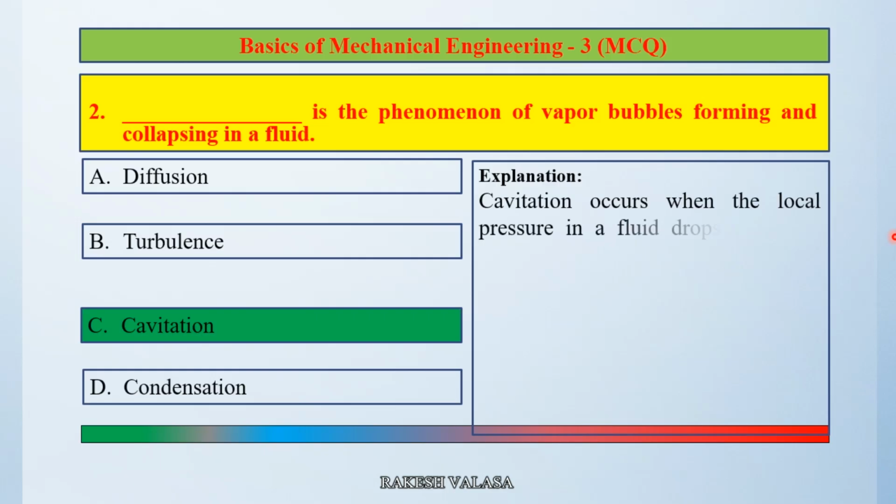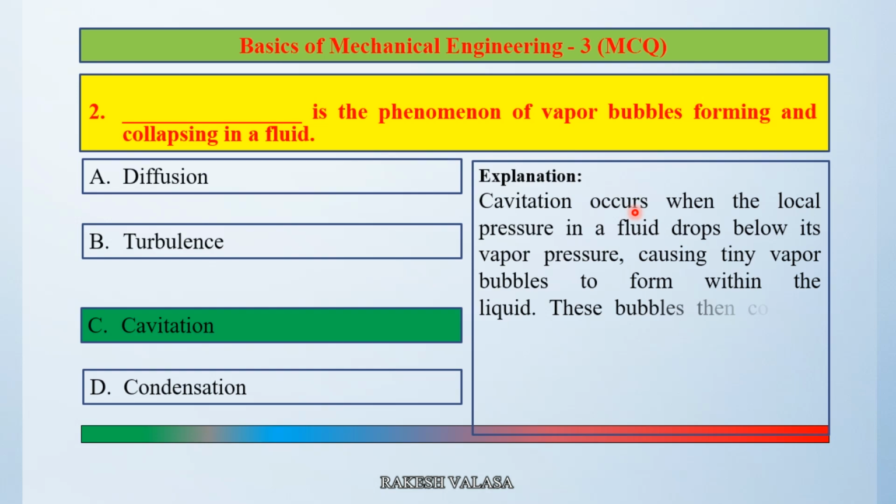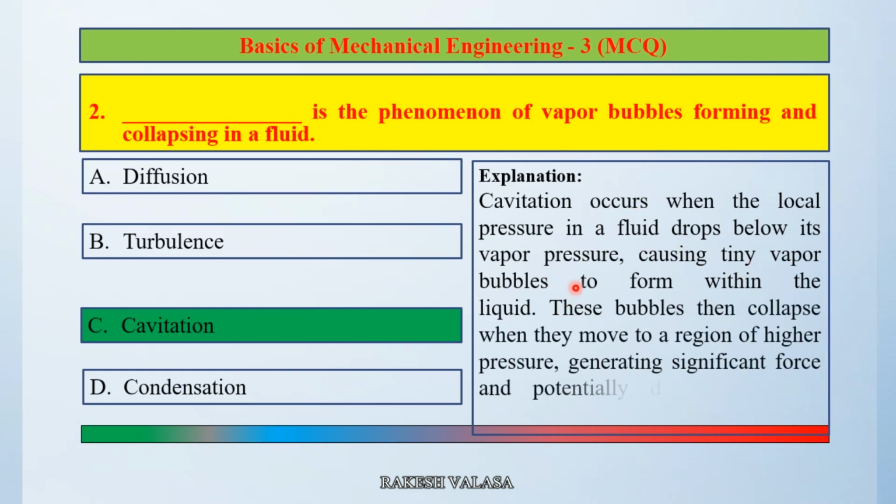Cavitation occurs when the local pressure in a fluid drops below its vapor pressure, causing tiny vapor bubbles to form within the liquid. These bubbles then collapse when they move to a region of higher pressure, generating significant force and potentially damaging nearby surfaces. So the correct answer is option C cavitation.